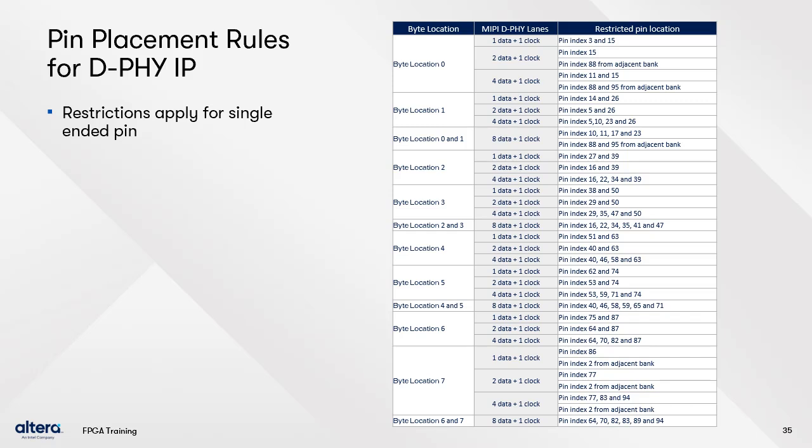When a particular byte location and number of lanes are chosen, then select pin indices cannot be used as single-ended pins. This table summarizes these restrictions for all 8-byte locations within an I/O block. So for example, if you implement a 4-lane interface in byte location 1, then pin indices 5, 10, 23, and 26 cannot be used as single-ended pins.